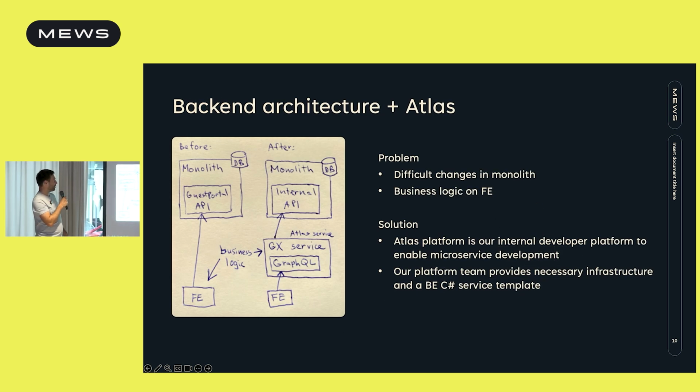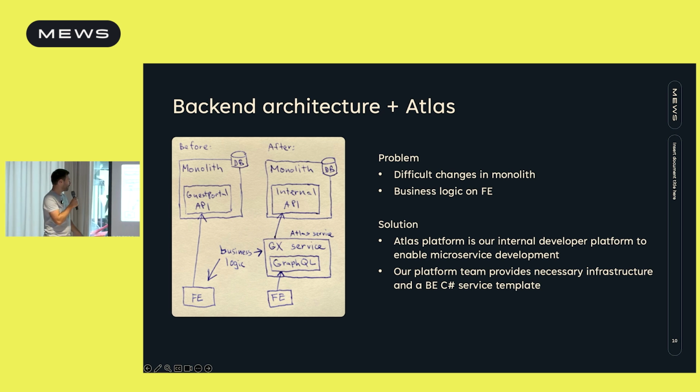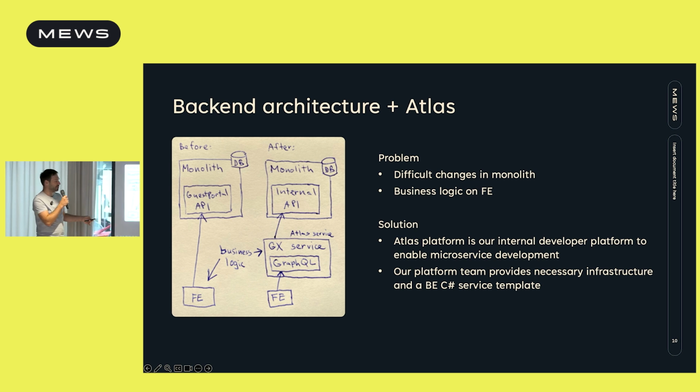Now I will tell you what we did. We did some changes to the backend architecture. So the situation before the rewrite was we had a monolithic backend with GuestPortal API, which the frontend was connecting to, and most of the business logic was actually on the frontend. The GuestPortal API was providing raw data, and everything was computed on the frontend.